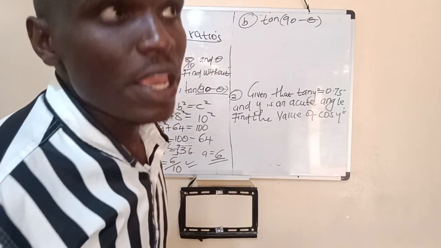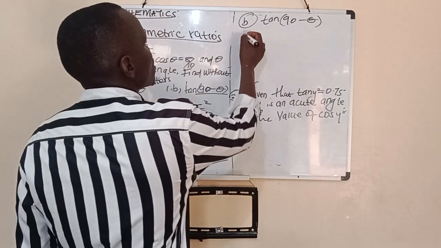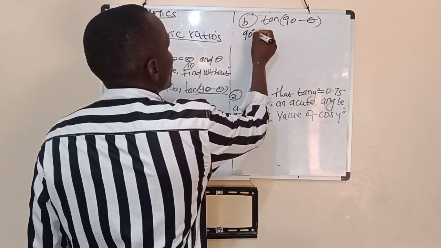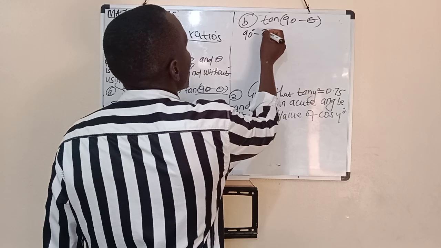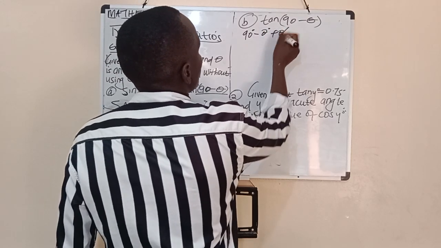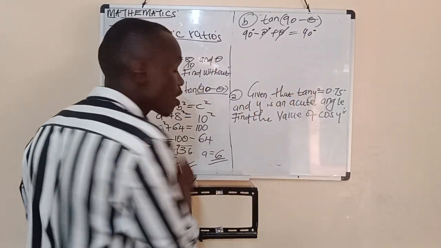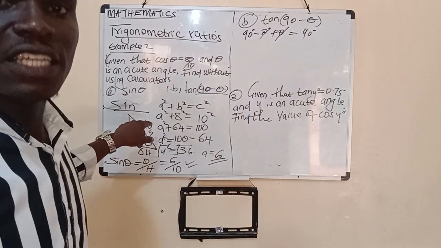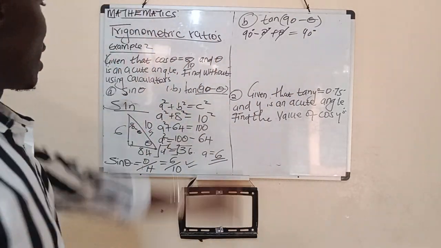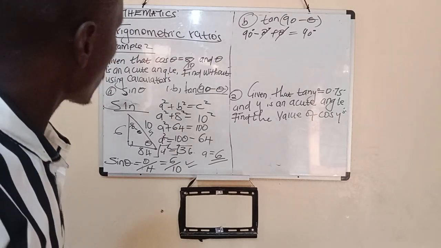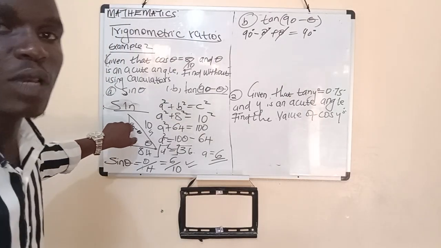Do we need to prove? Yes, let's try. So we're talking about 90 degrees minus theta plus theta. Of course, this one and this one will cancel each other, so you're going to have 90 degrees. So this is the angle where we are talking about 90 minus theta. Then from there, we proceed.